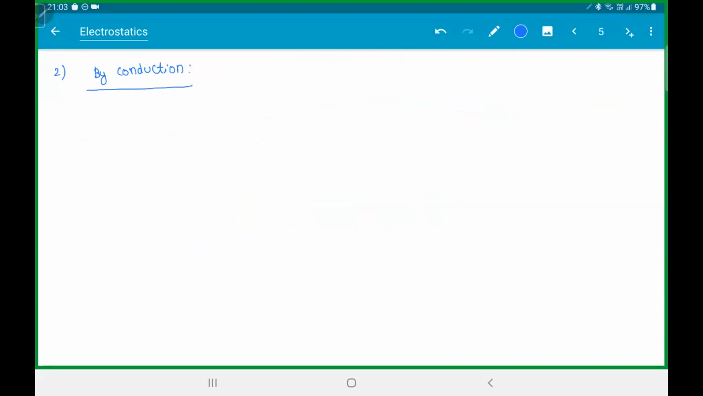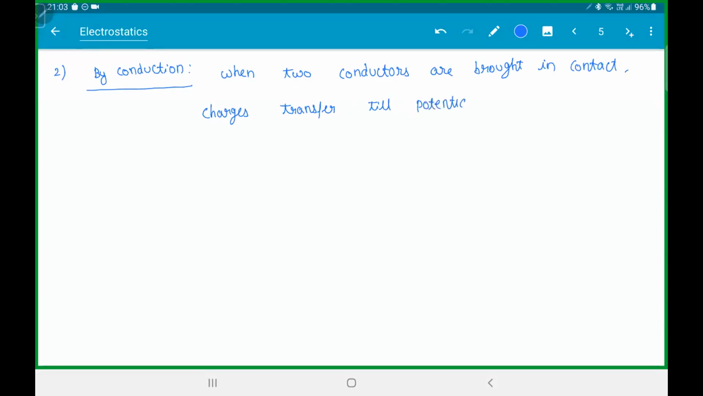Second, by conduction. Whenever you connect two conductors, the charges will start transferring. When two conductors are brought in contact, charges transfer till the potential becomes the same. What is this potential? We'll see later on in more detail.